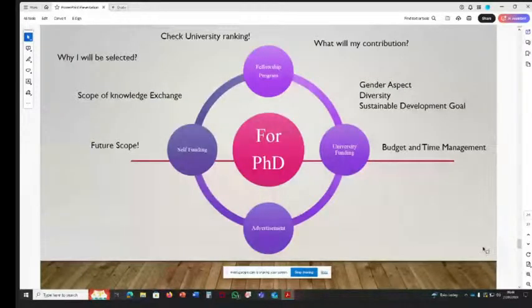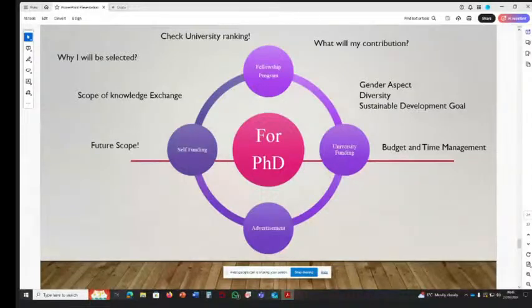For the PhD, there are mostly 4 routes. One is the fellowship program. As I discussed, there are many fellowship opportunities. Next is university funding. If a professor has some funding or the university holds some funding, they can release an advertisement asking international students to apply. That is also through an advertisement scheme.